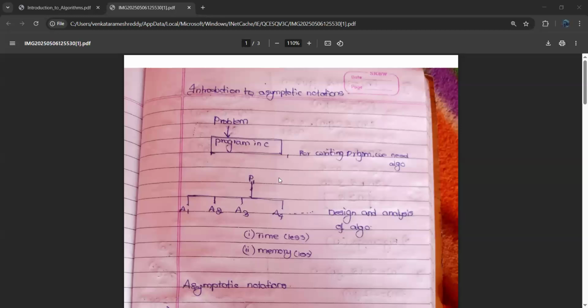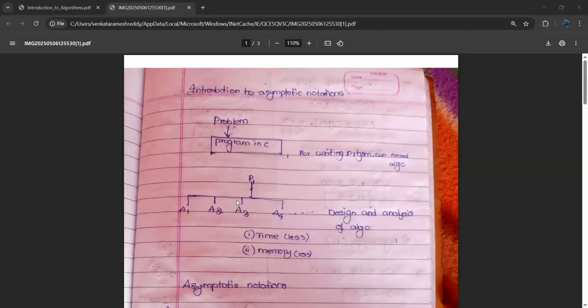Suppose there is a problem. For that problem, we have different types of algorithms like A1, A2, A3, A4, and so on. These are the algorithms available to solve the problem. So which algorithm should I use for the given problem? Which algorithm should I prefer? It means, how can we decide which algorithm is best and suitable for the given problem?